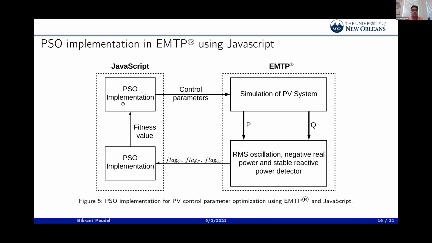So we have a PSO implementation in JavaScript done. I'll show you snippets of code later on. What it does is randomly initialize everything. It gets a value of control parameters and saves it onto the file. The simulation file is side by side, so it will save it to that simulation file and then run the simulation from the script itself. While running the simulation, P and Q will be monitored for oscillation, negative real power, or reactive power. These flags will be raised or not raised, which will be sent back.